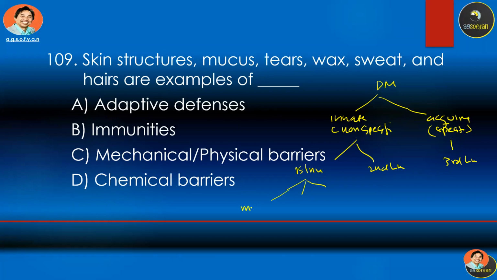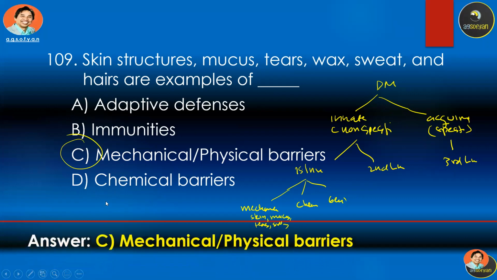And the first line consists of three mechanisms: mechanical, chemical, and genetic barriers. Examples of mechanical barriers are our skin structure, mucous membranes, production of tears, sweat, mucus, wax. So it's going to be the mechanical barriers.